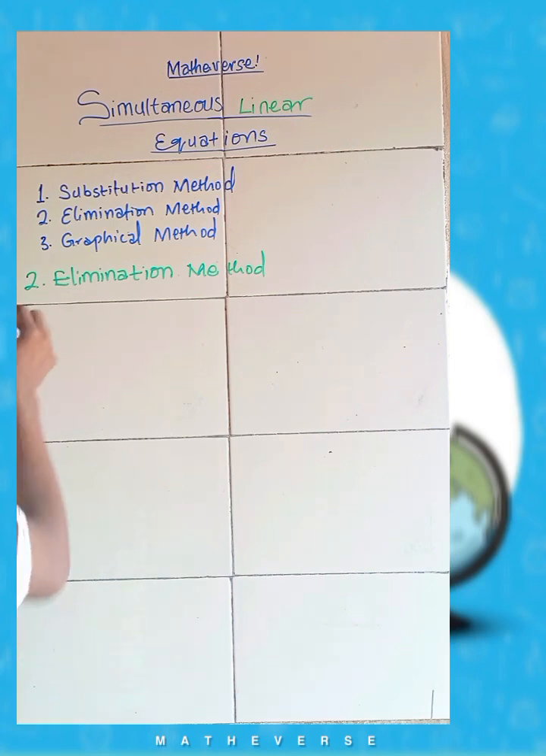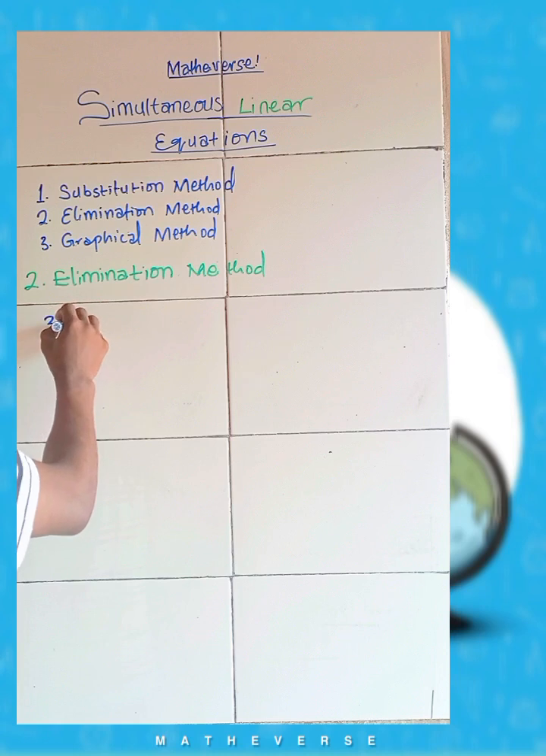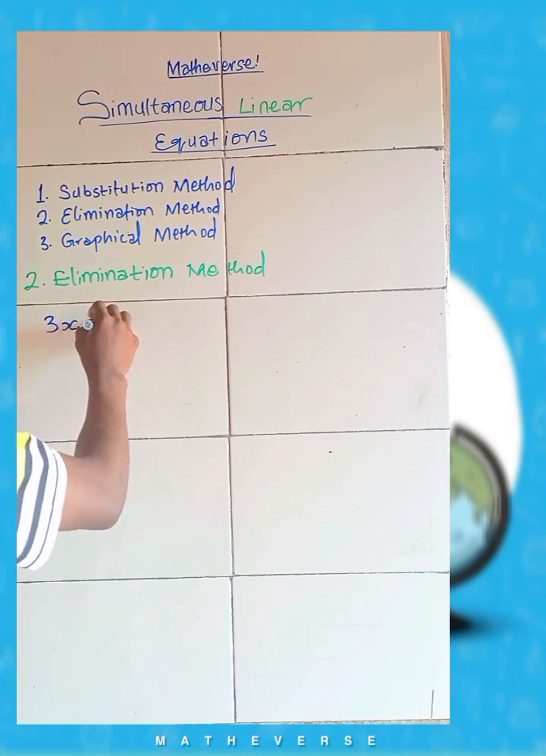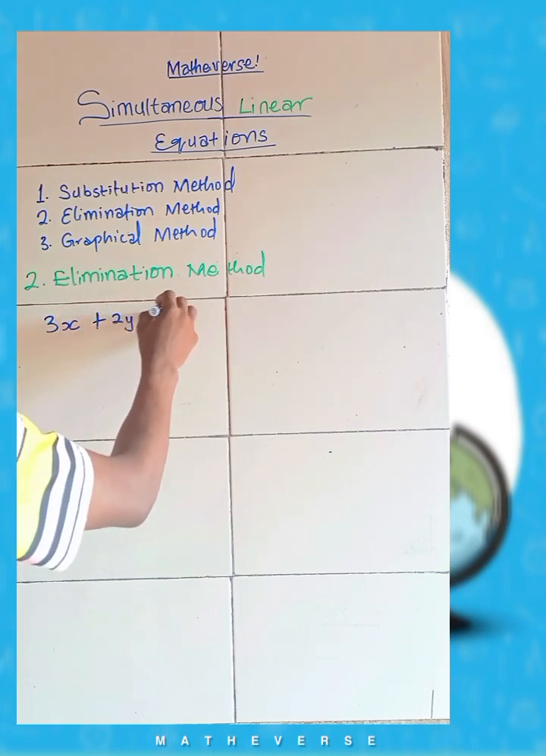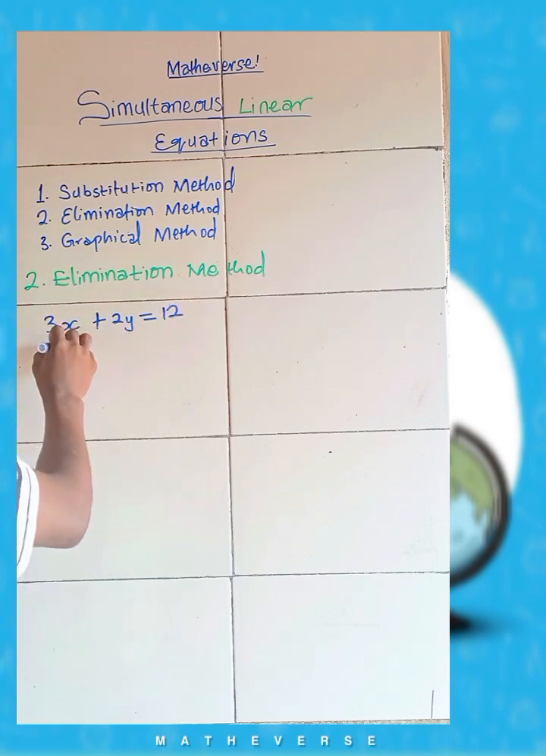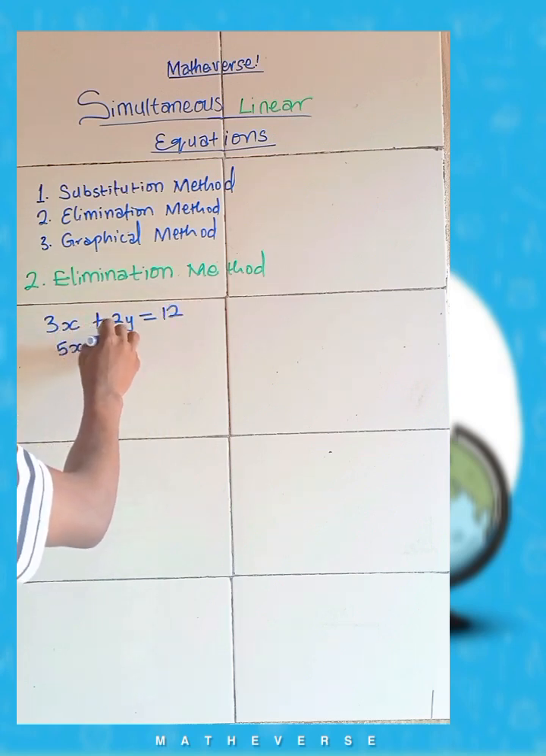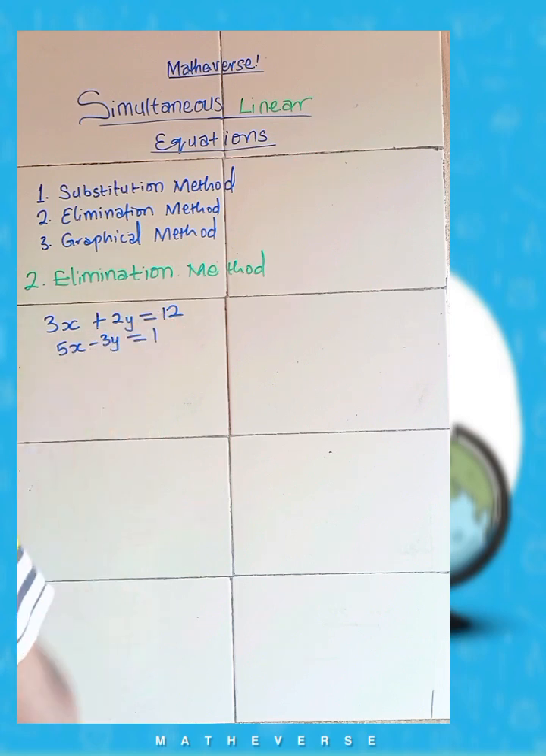We have a question here. It says 3x positive 2y equals 12. Then 5x negative 3y equals 1.